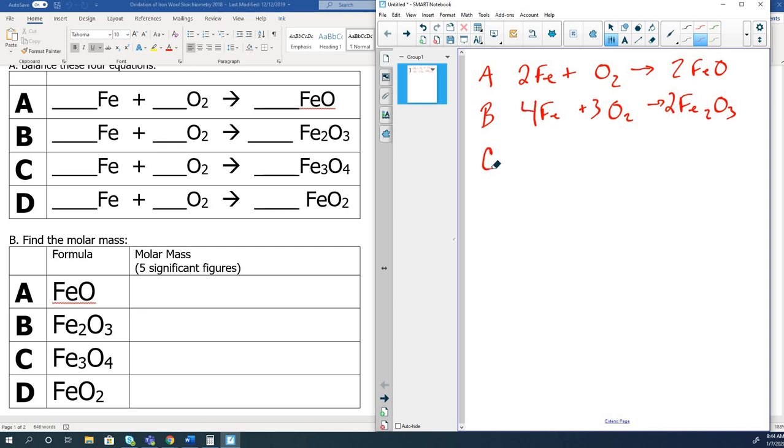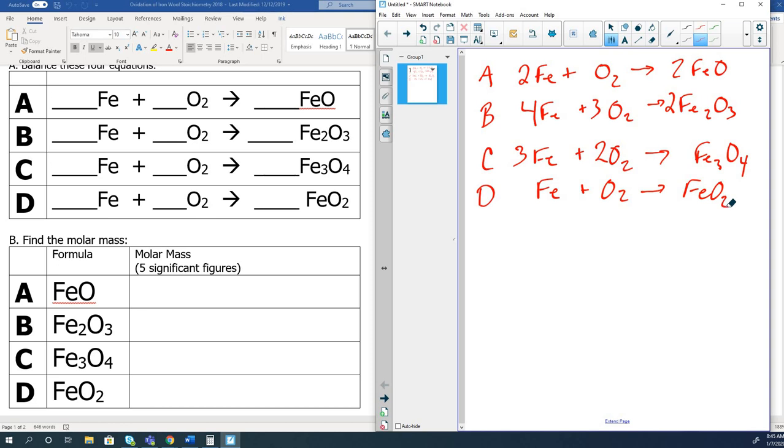Okay, on C, we've got Fe plus O2 gives us Fe3O4. What do we put in front of the Fe? 3. What do we put in front of the O2? 2. And one in front of the Fe3O4? Nothing. Okay, and on D, what are we going to end up with? Nothing. Okay, so it's just going to be the Fe plus O2, Fe2O3. All right, I'll write it that way.